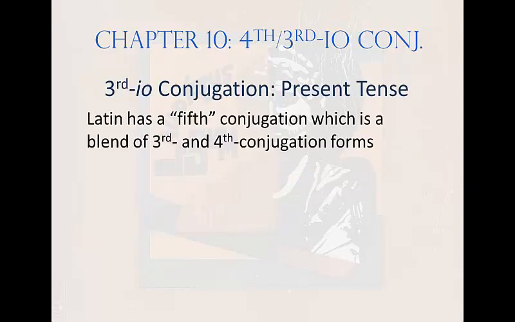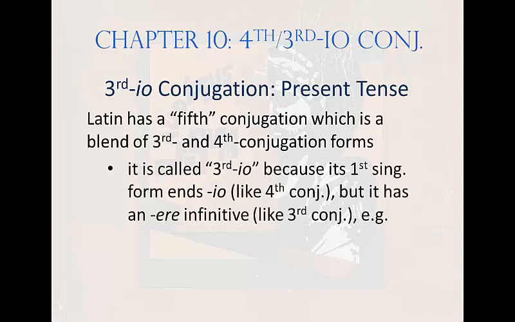The fifth and final conjugation in Latin looks on the surface like it's a blend of third and fourth conjugation forms. Therefore it's called third IO. That's because the first principal part ends IO as if it were fourth conjugation, but it doesn't have an IRE infinitive the way fourth conjugation verbs do, but an ERE infinitive the way third conjugation verbs do. So it's third because of its infinitive, IO because of its first principal part.